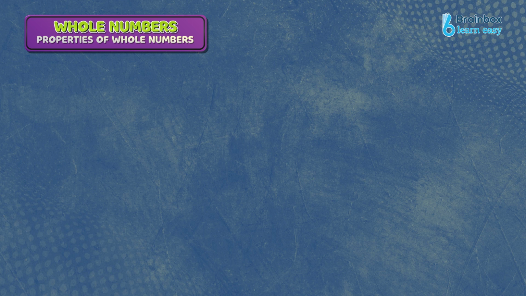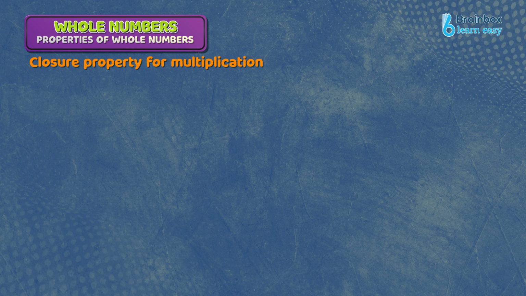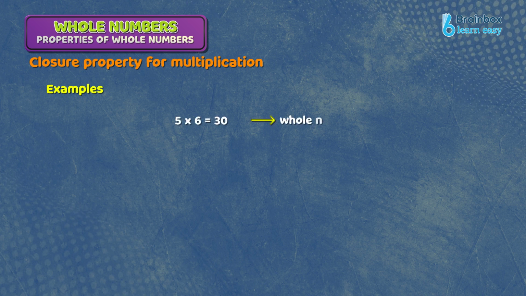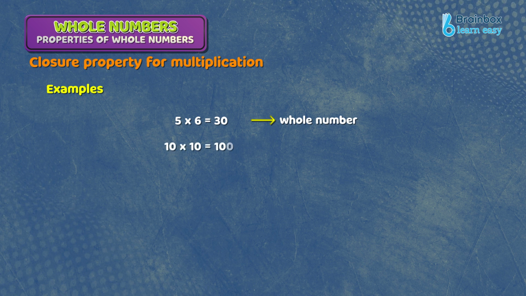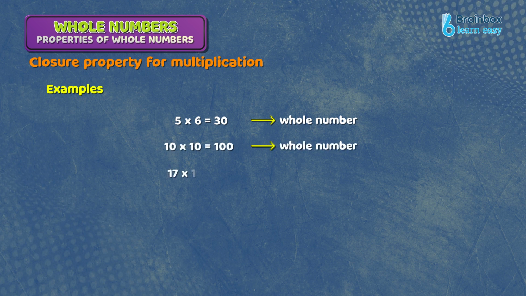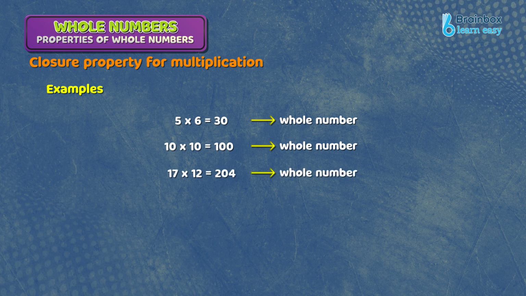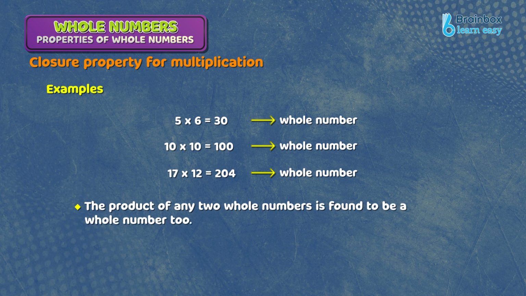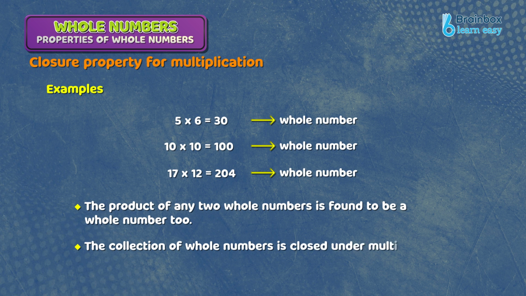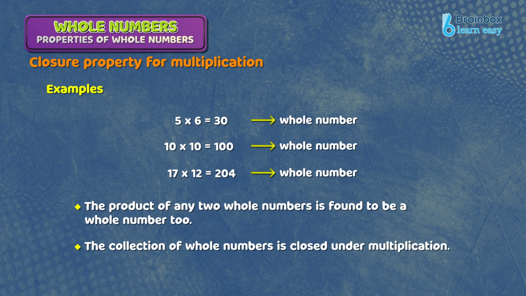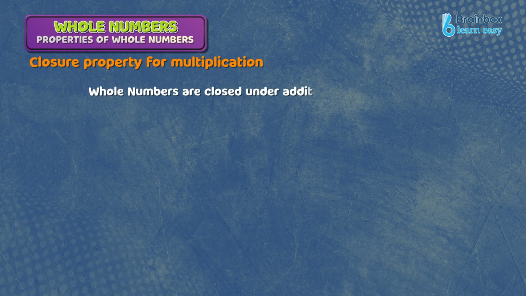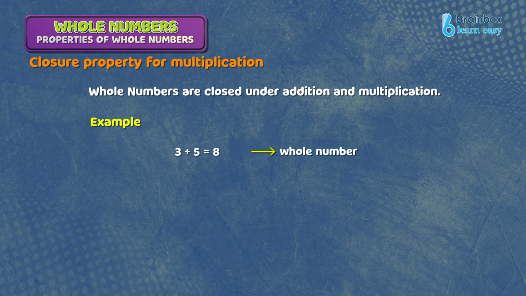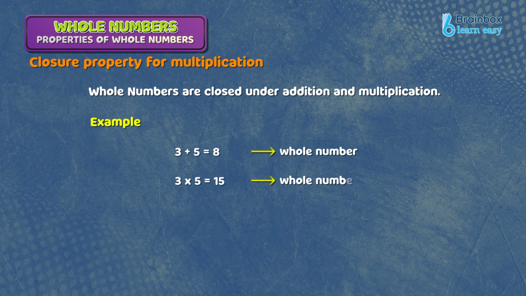Let us check whether the collection of whole numbers is closed for multiplication too. Observe these examples. 5 into 6 is 30, a whole number. 10 into 10 is 100, a whole number. 17 into 12 is 204, a whole number. The product of any two whole numbers is found to be a whole number too. Hence, we say that the collection of whole numbers is closed under multiplication. We can now conclude that whole numbers are closed under addition and multiplication. For example, 3 plus 5 is equal to 8, a whole number. 3 into 5 is equal to 15, a whole number.